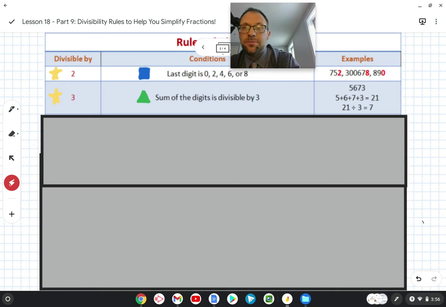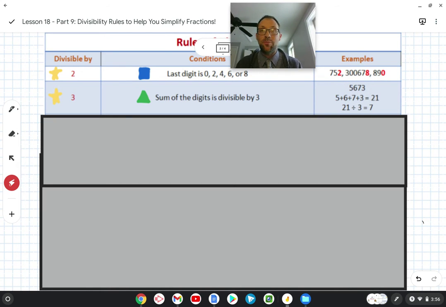5 plus 6 is 11. Plus 7. 11 plus 7 is 18. Plus 3 more. 18 plus 3 is 21. The sum of all 4 of these digits, 5 plus 6 plus 7 plus 3, is 21. Is 21 divisible by 3? Well, it sure is. 7 times 3 is 21. 21 divided by 3 is 7. And so that means the entire number, 5,673, is divisible by 3.